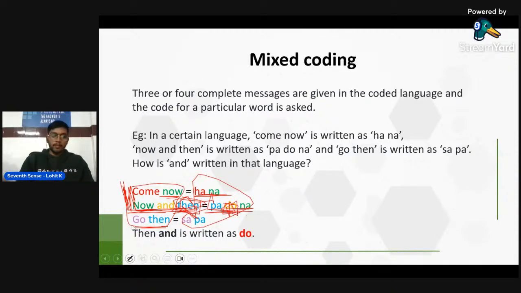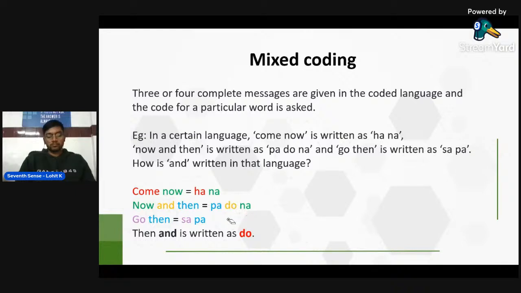Now in mixed coding, we have three types: mixed letter coding, miscellaneous coding, and mixed number coding. These are the types of questions you're going to get in mixed coding, and we'll be seeing all the types here. So try to solve that particular question. The answer for this will be do here. You have to compare the first line and second line and check which is the common letter. Like that you have to solve.